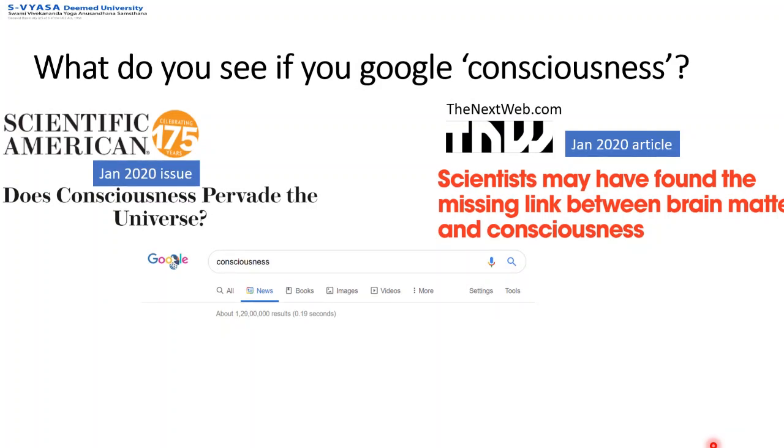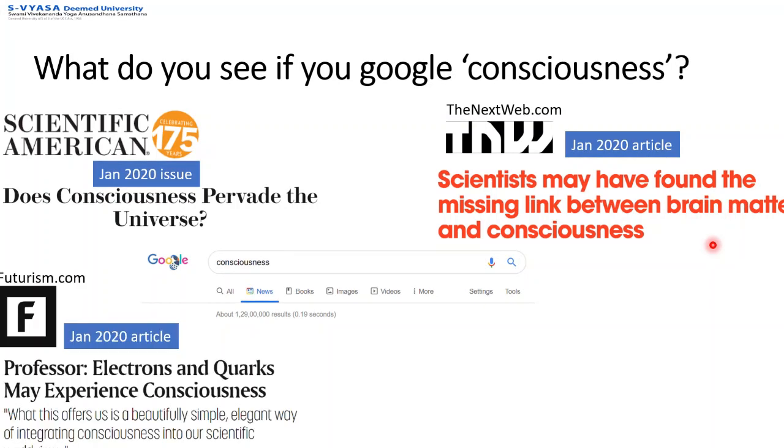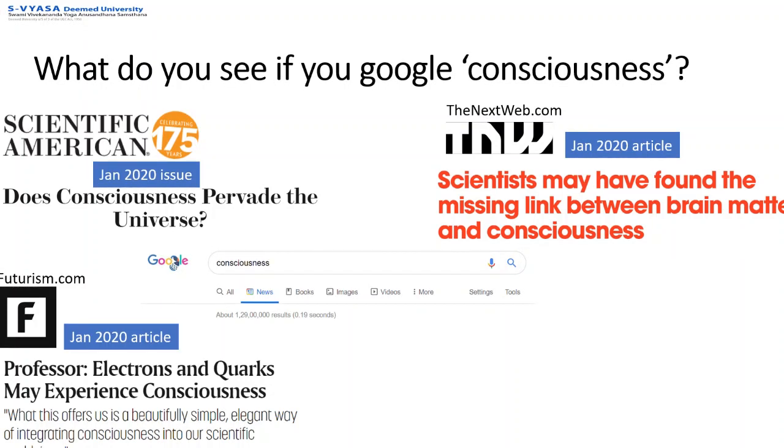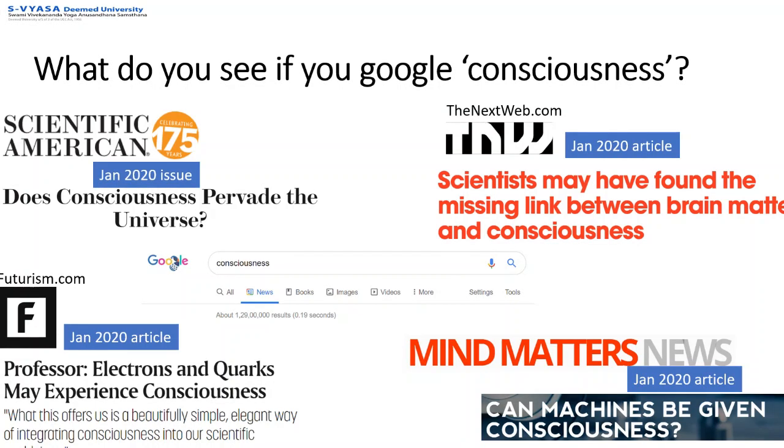Scientists may have found the missing link between brain matter and consciousness. So there you go. This was speaking about it from a universe, and here there is a link between brain and consciousness. Someone else had an article that says electrons and quarks may experience consciousness. That means every being in this universe has a consciousness to it.